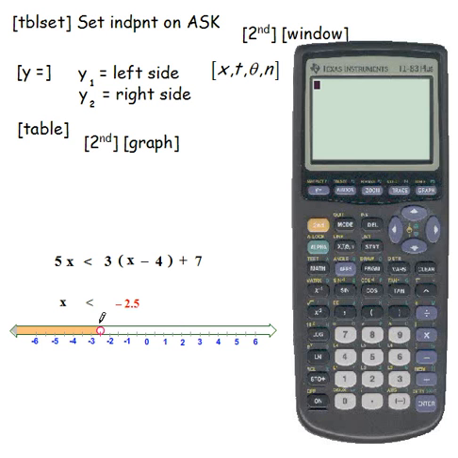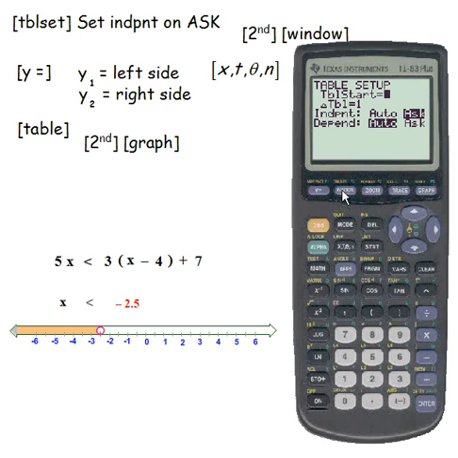We have to check two things here. We want to check that we've got the circle in the right place and that we've shaded the right side of it, not the wrong side. Okay? So we want first to also check and see that we've got our table set up correctly. So I'm going to push the second key and the window key to get the table set up, which is above window, and look down across from independent to see that ask is highlighted. And I already set it up on another problem, so it will stay that way unless I change it. So it is set up.